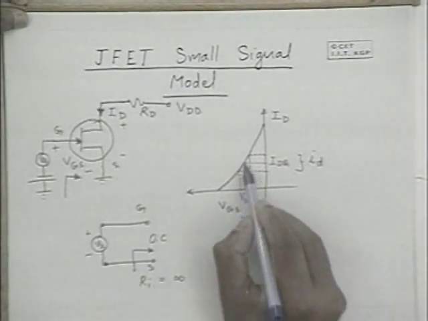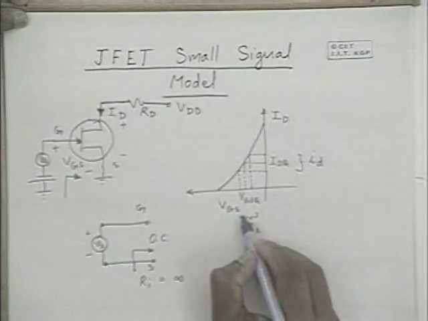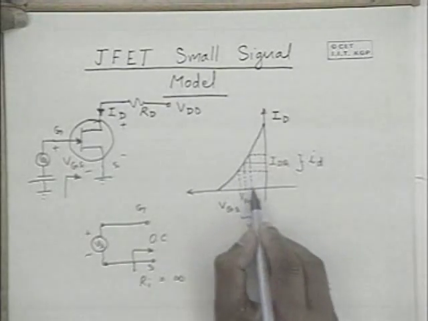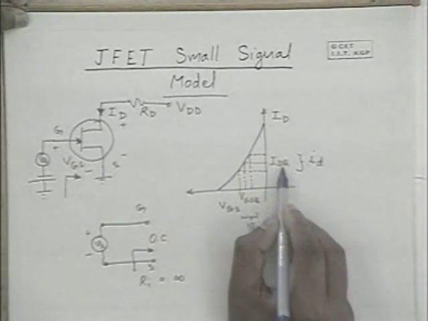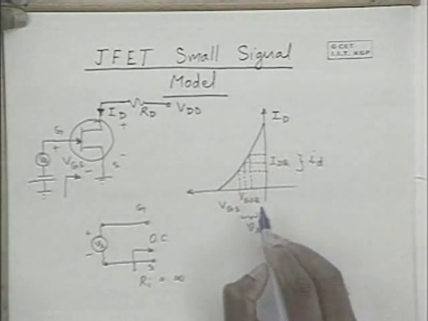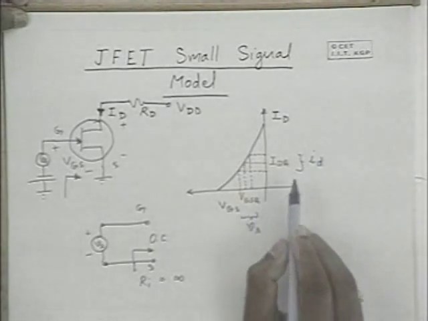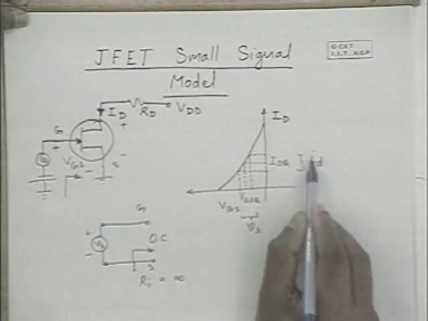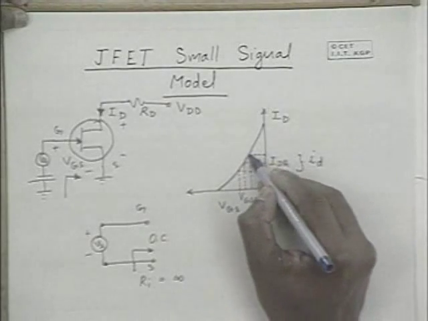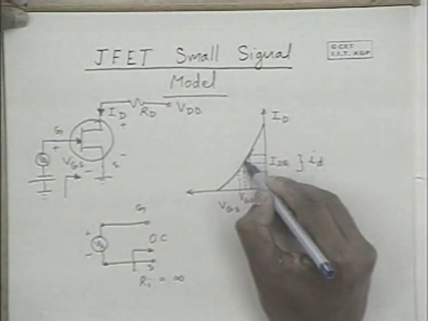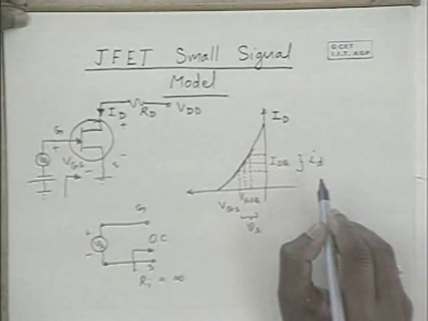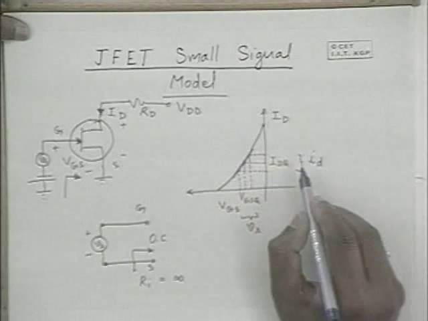Looking at these characteristics, please note that this is the VGS, or Vs, the alternating voltage applied, and that is responsible for this alternating current. Now, gm is the ratio between this alternating ID divided by this voltage, and that's nothing but the slope of this characteristic at the Q point.